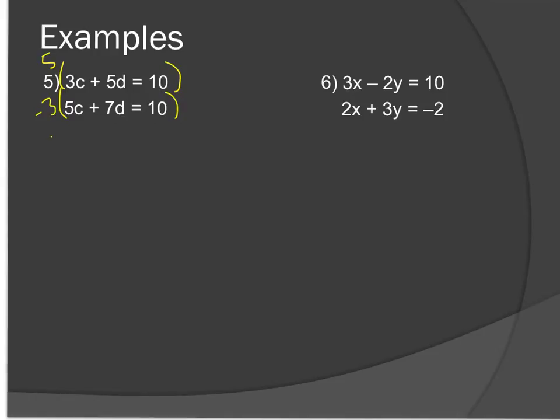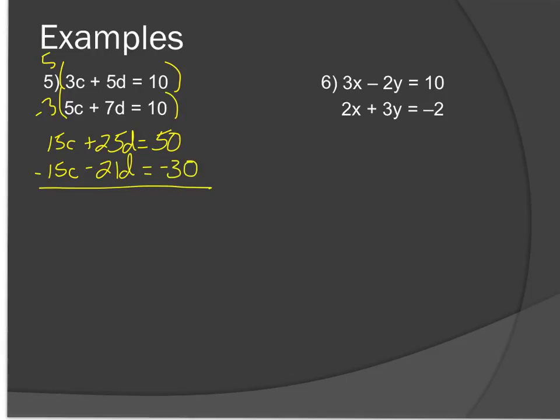So when I do that, I get 15C plus 25D equals 50, and negative 15C minus 21D equals negative 30. All right, then let's add these two. So C's eliminate. I have 4D equals 20. Divide by 4, we get D equals 5.